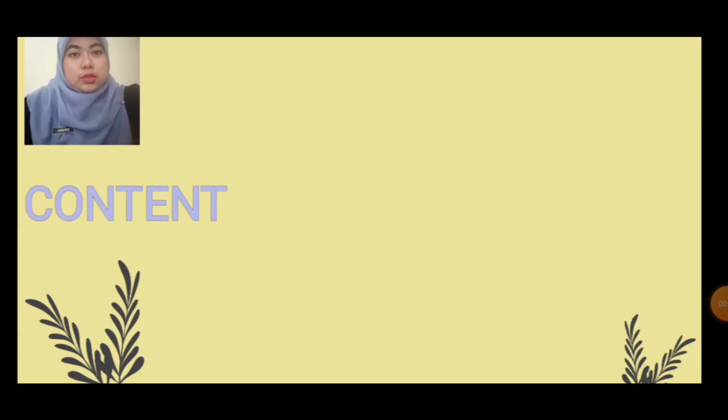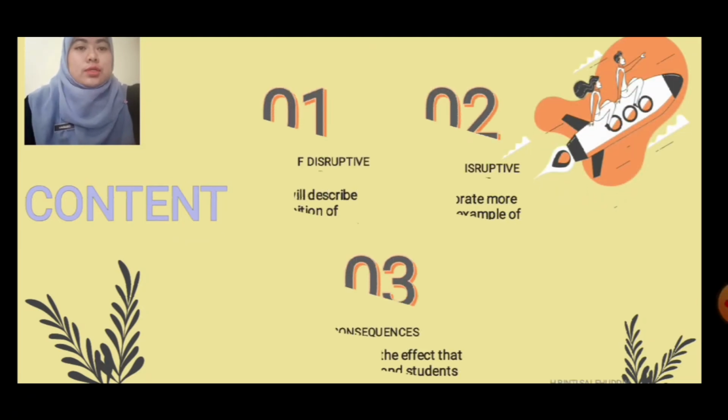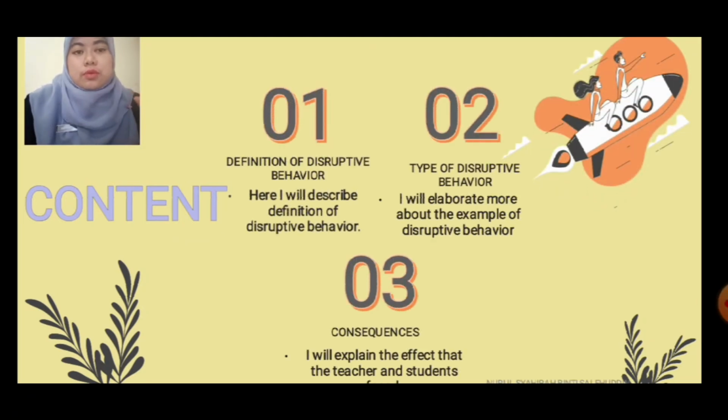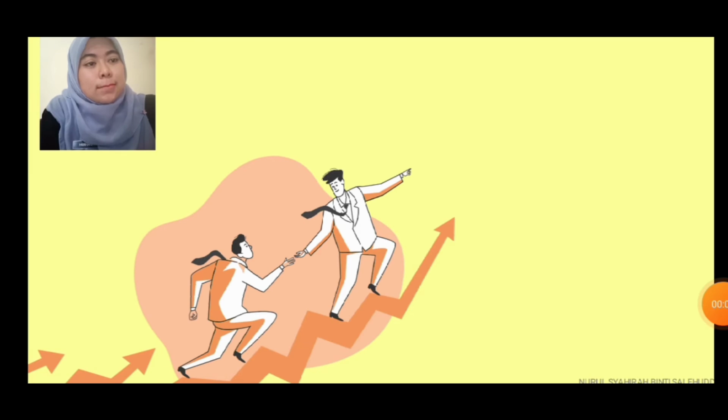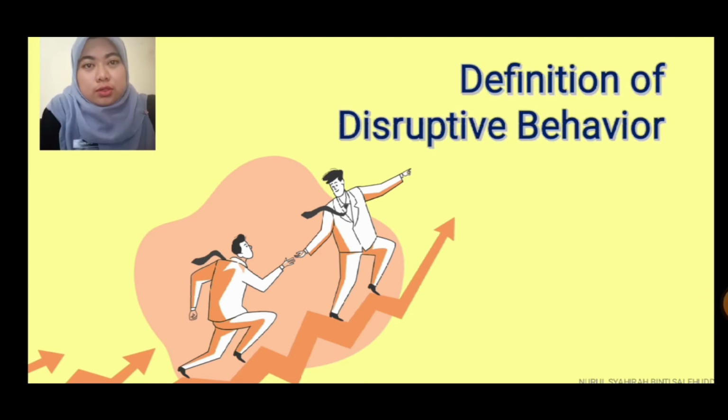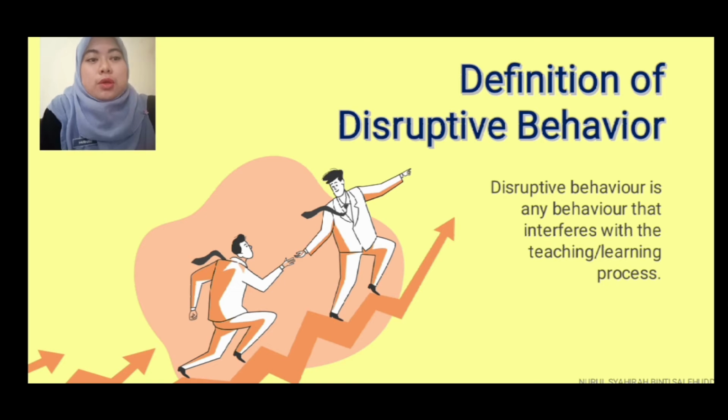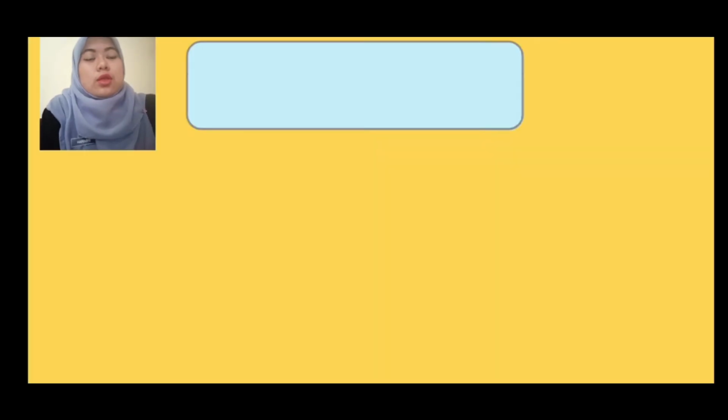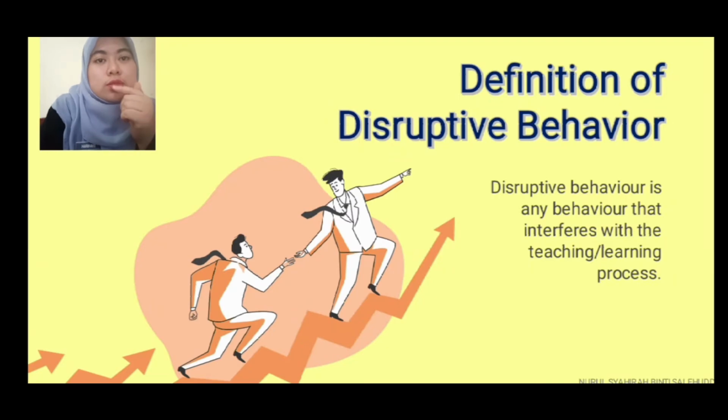Okay, this is the content of disruptive behavior: first, the definition of disruptive behavior, second, types of disruptive behavior, and the third is consequences of disruptive behavior. Okay, the definition: disruptive behavior is any behavior that interferes with the learning and teaching process. For example, the previous video that I showed is one of the examples of disruptive behavior in the classroom.